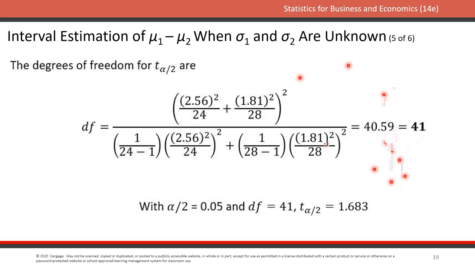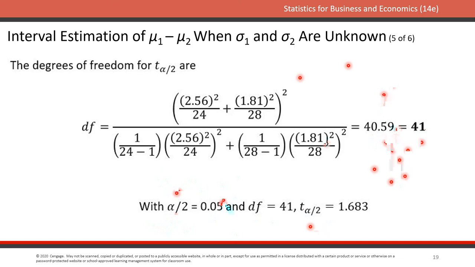Alpha over 2 is 0.05. Now, this is important to note. Alpha, in this case, for a 90% confidence interval is 0.10. 0.10 divided by 2 is 0.05, so don't get confused. 0.05, which sometimes is alpha, in this case is not. This is alpha over 2, because on the previous slide, we defined alpha to be 0.10. Degrees of freedom, correctly rounded, was 41, and then I used these two values with t to calculate my t value of 1.683.